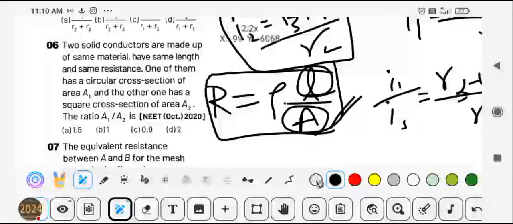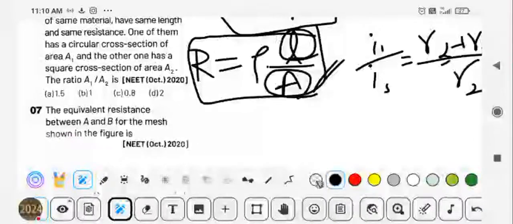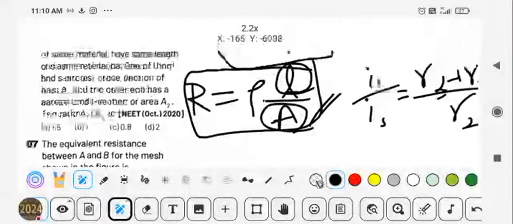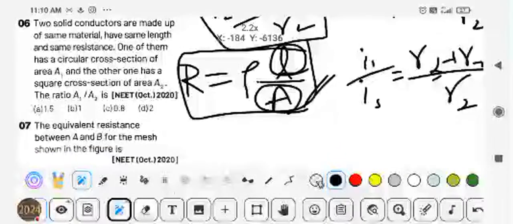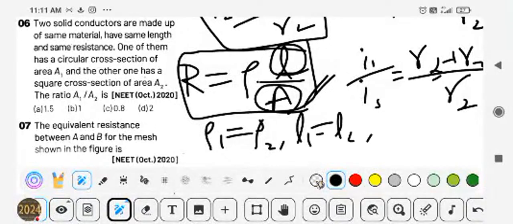Solve this question. They are telling that the conductors have the same material, same length, same resistance. Same material means rho is the same, that is rho 1 is equal to rho 2, and length is the same, that is L1 is equal to L2. Then the resistance, that is R1 is equal to R2.